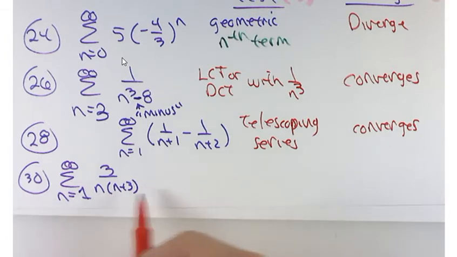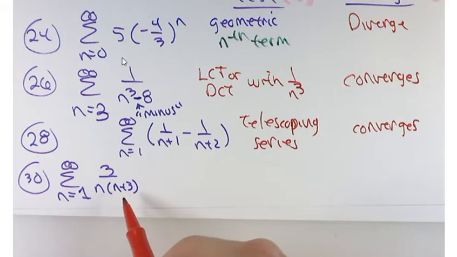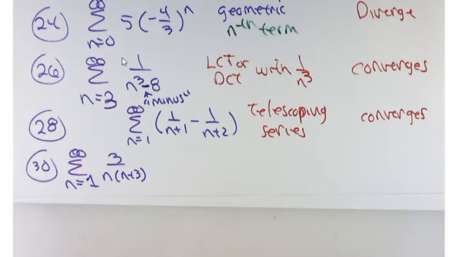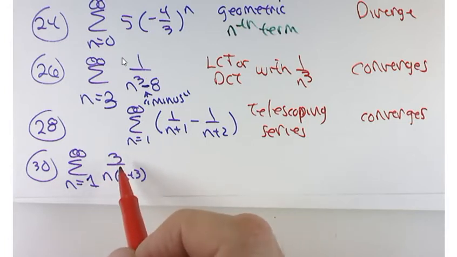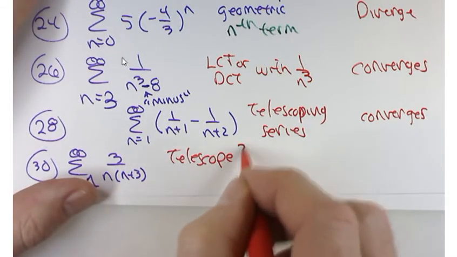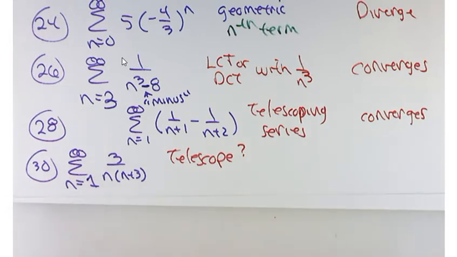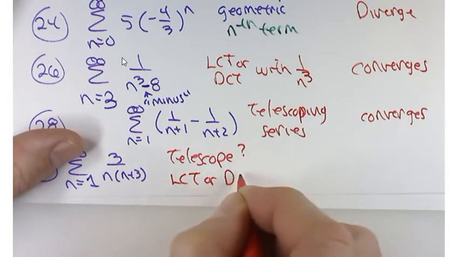How about the last one here? What would you do there? You probably could, if you did a partial fraction decomposition, do this as a telescoping series. It would depend on the partial fraction decomposition of this one, but it could be a telescoping series. So telescope maybe. What else? Yeah, I'd say the LCT or DCT.